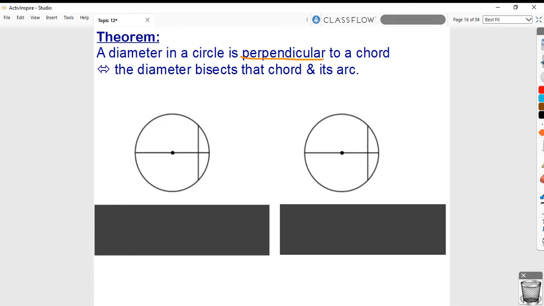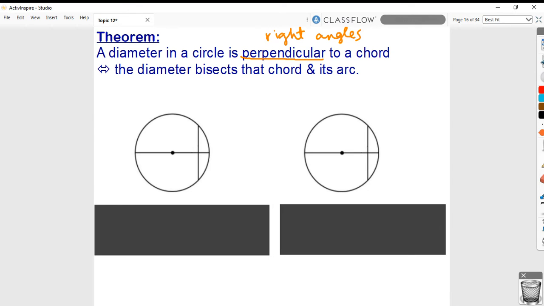Let's talk about that next word, the one that we filled in, perpendicular. The key thing that means is right angles. Okay? Two lines are perpendicular. If two lines are perpendicular, that means they cross at a right angle. So that's the first part of the theorem.